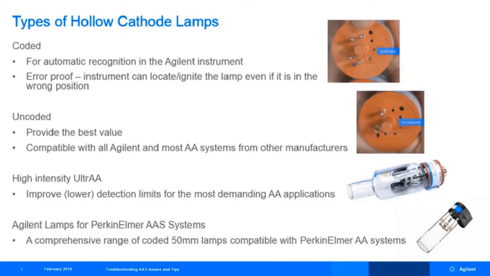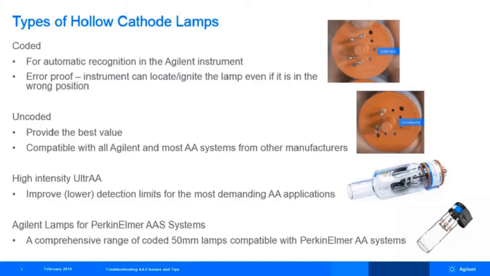Agilent offers a range of different lamp types. So Agilent hollow cathode lamps are available in either coded or uncoded formats. Coded lamps have extra pins on the base that provide a lamp recognition circuit the instrument can use to identify which element the lamp is for. This means the instrument can locate the lamp and automatically start the lamp, even if it has been placed into the wrong position in the instrument.